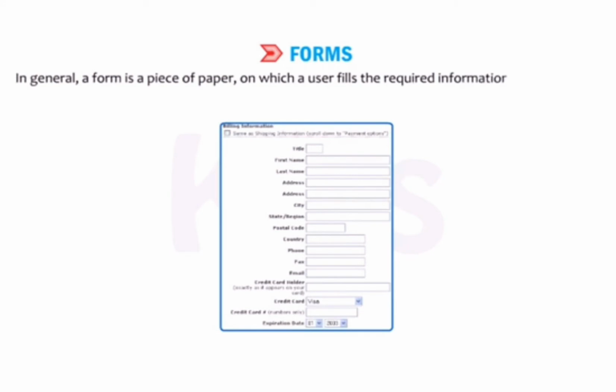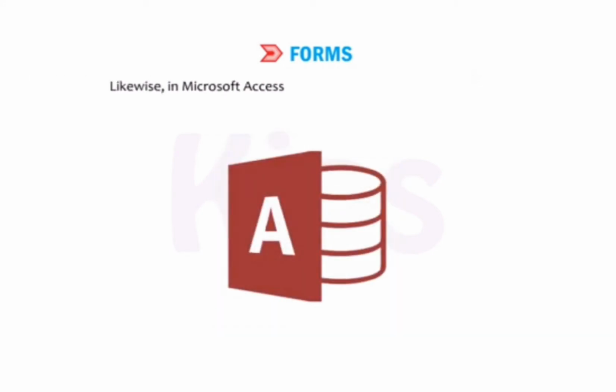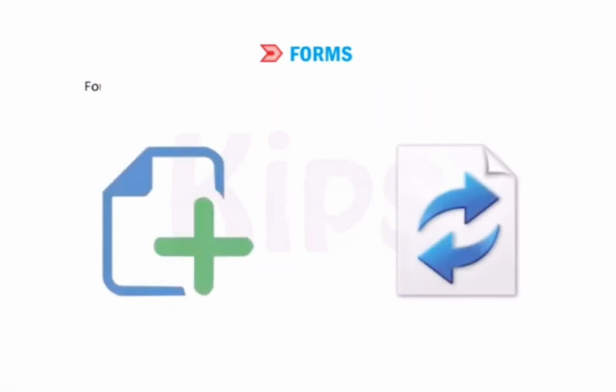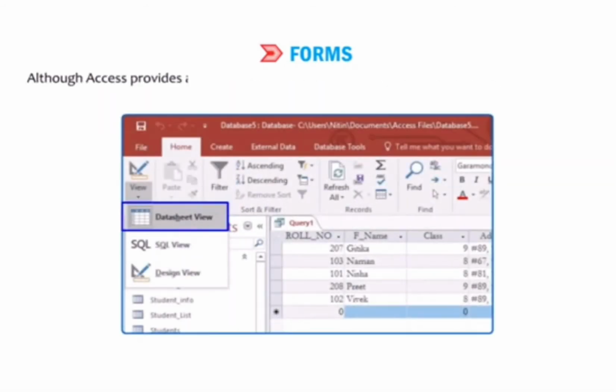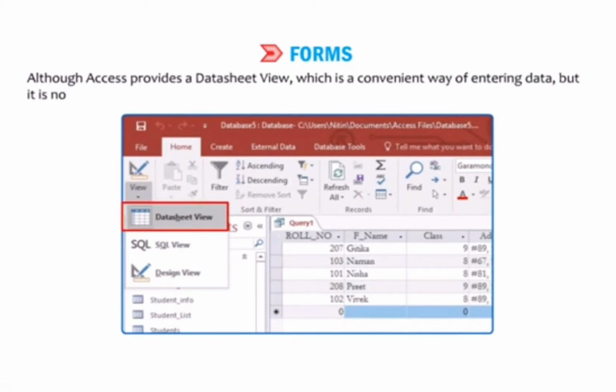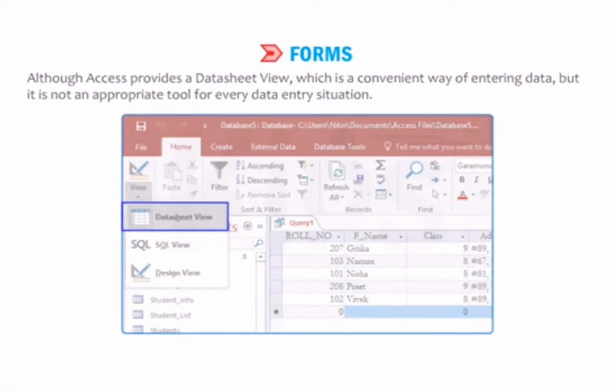Okay, let us understand what forms are. In general, a form is a piece of paper on which a user fills the required information in the specific field. Likewise, in Microsoft Access 2016, forms are quite similar to it. Forms allow you to add and update data in one record at a time in a table. Although Access provides a datasheet view, which is a convenient way of entering data, it is not an appropriate tool for every data entry situation.